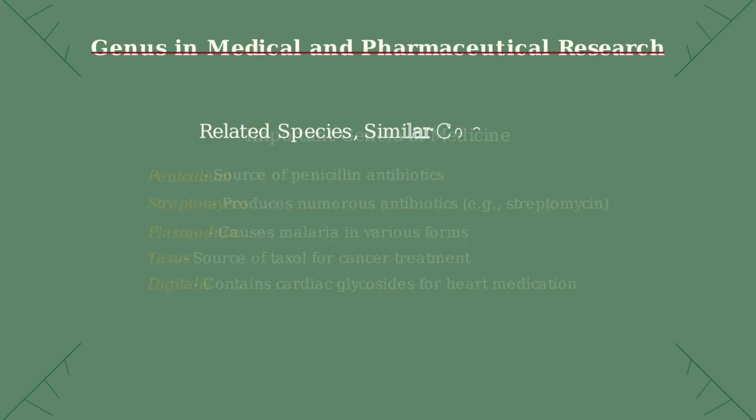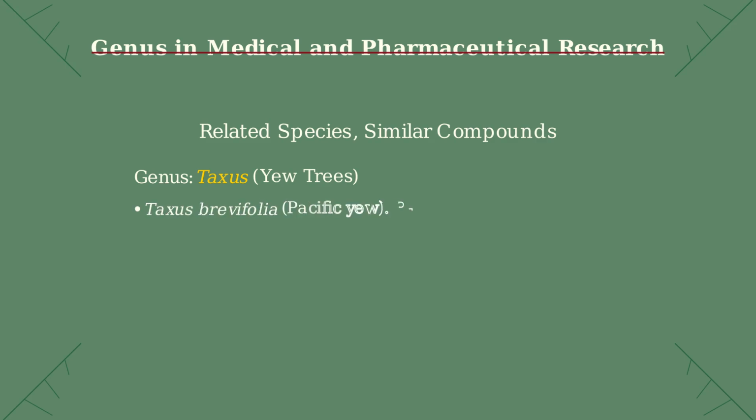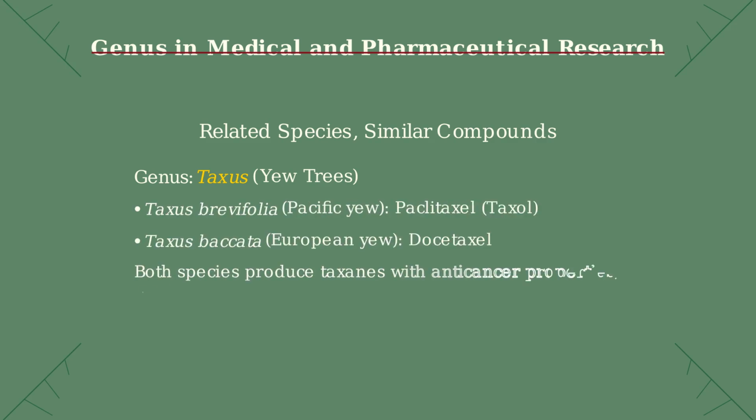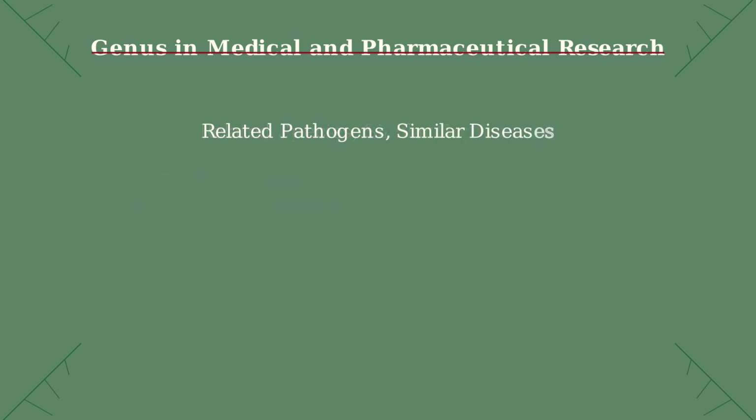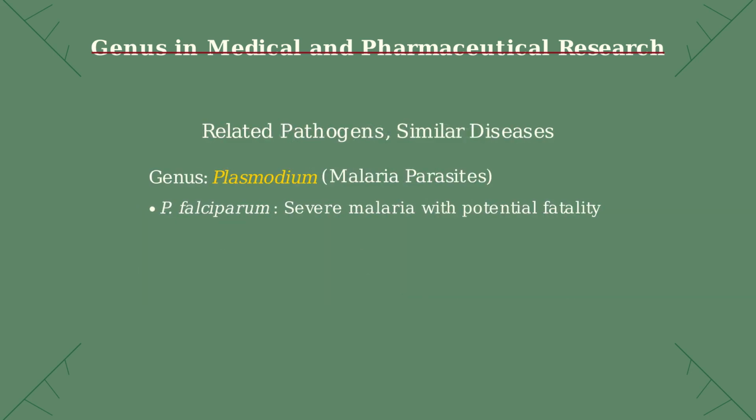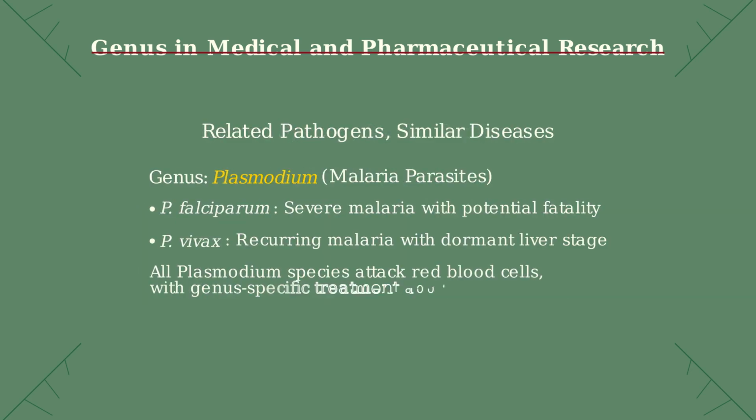The genus Taxus, or yew trees, demonstrates how related species often produce similar bioactive compounds. Both the Pacific and European yew contain taxanes with powerful anti-cancer properties. Similarly, pathogens within the same genus often cause related diseases. Different Plasmodium species all cause malaria, though with varying severity and characteristics.